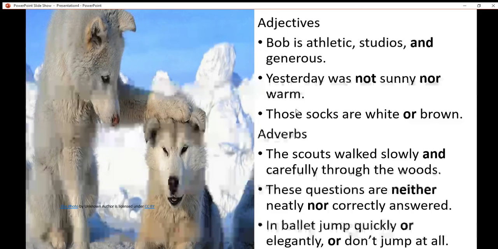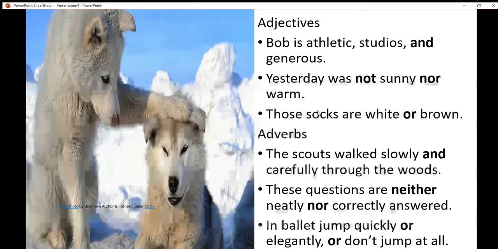Okay, so those socks are white or brown. The word "or," the conjunction, is telling us that the socks we're describing are either white or brown. So we don't know which one it is, but it's telling us "or."